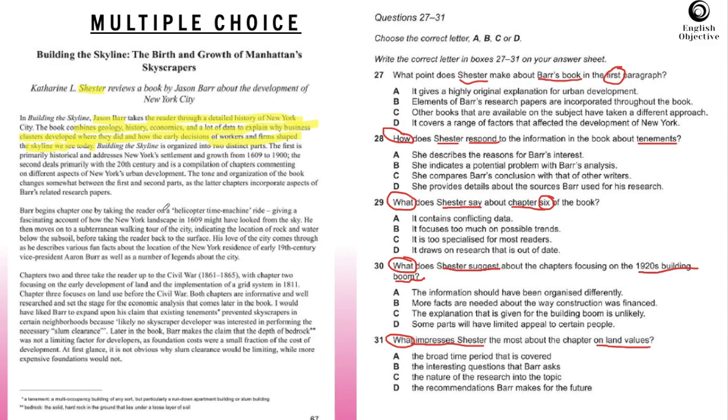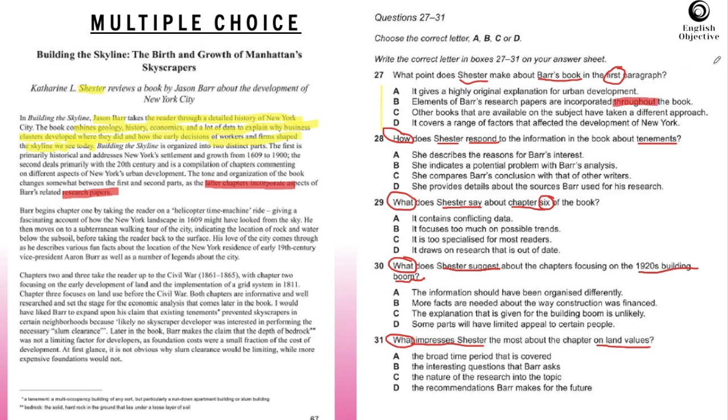So if I have a look at the options, A, it gives a highly original explanation for urban development. B, elements of Barr's research papers are incorporated throughout the book. Actually, that is not true, right? Because here it says that it is just the latter chapters, not throughout.